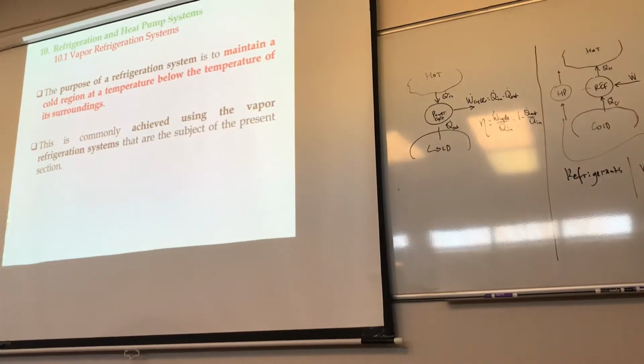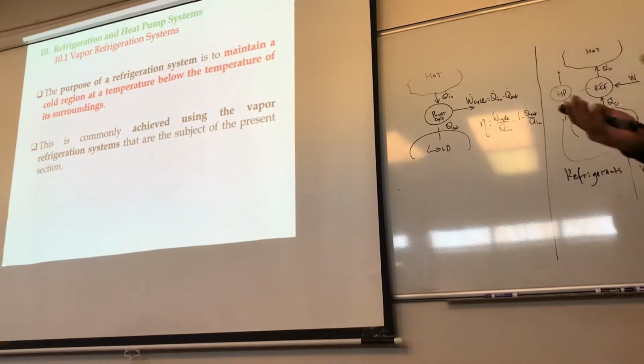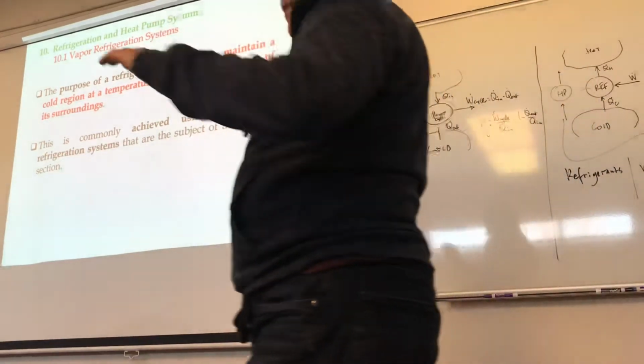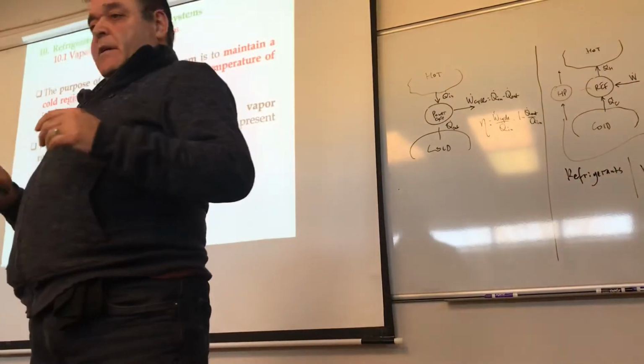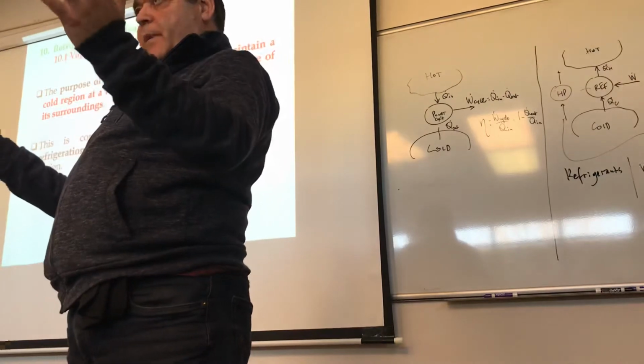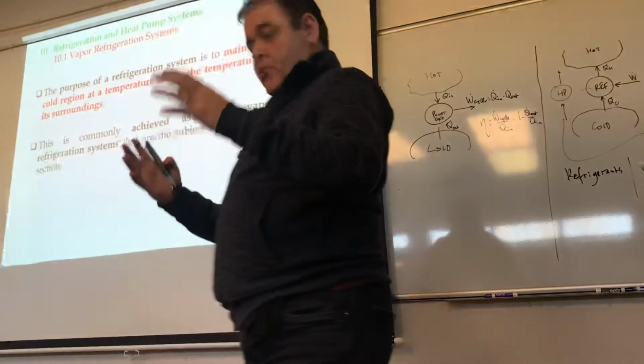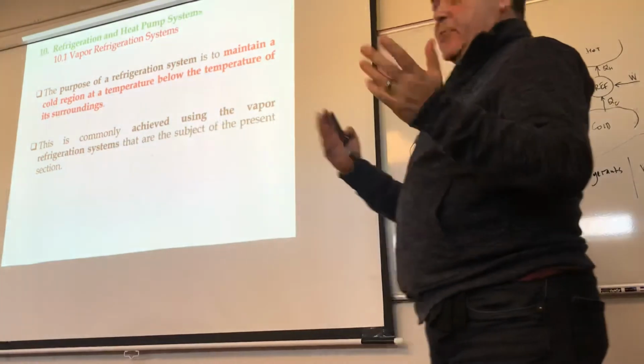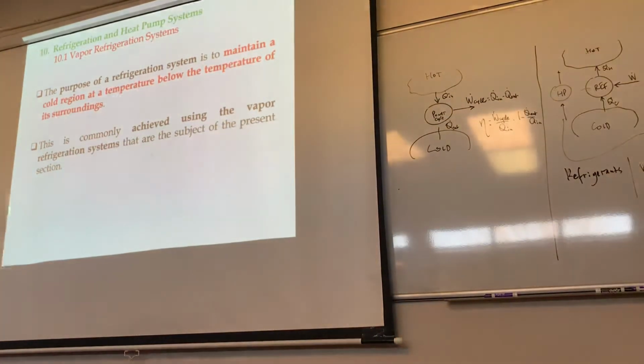So, starting with the first one, what is the purpose of a refrigeration system? It's obviously to keep a cold region at a temperature below the temperature of its surroundings. Otherwise, why would you need it, right? The surrounding is at a certain temperature, and you want a place or space that you want to maintain at a temperature lower than that, then you need to have a refrigeration cycle, a refrigeration system. This is commonly achieved using the vapor refrigeration systems that are the subject of this section.